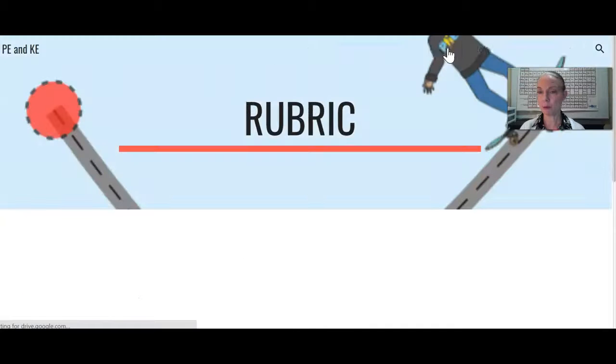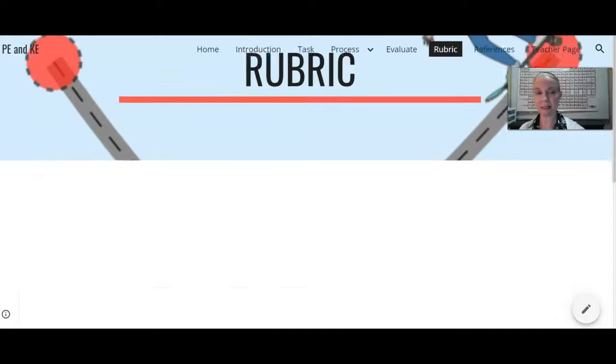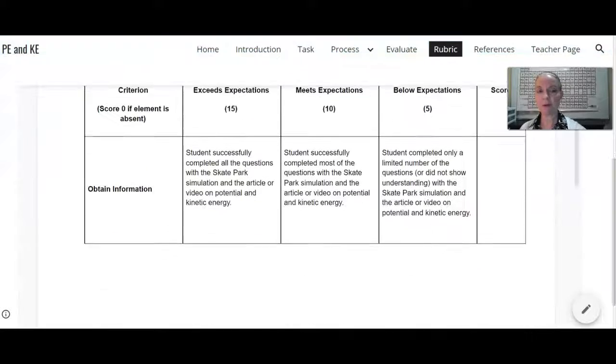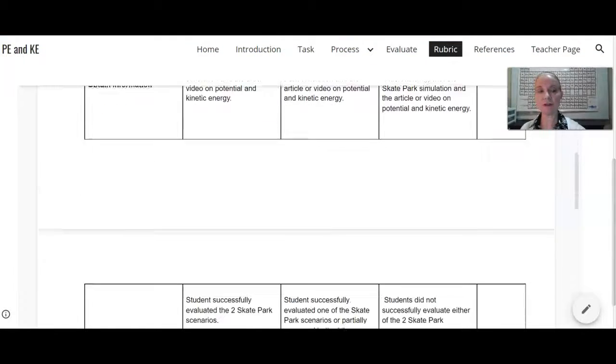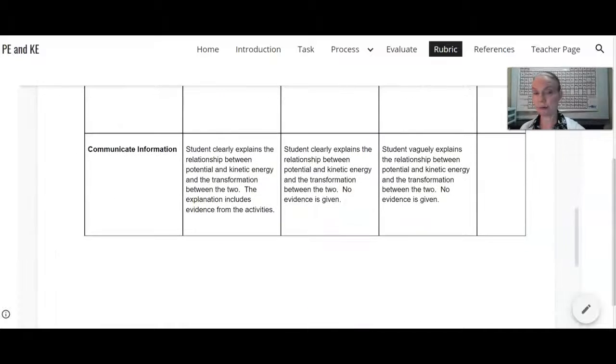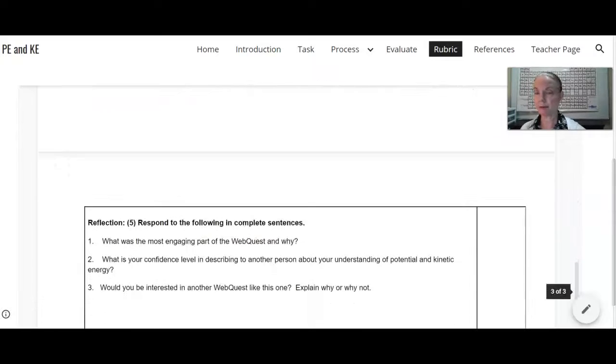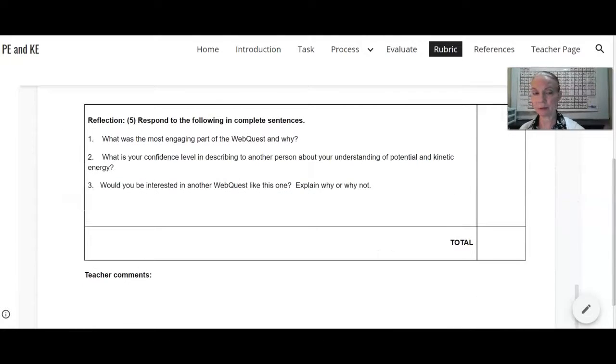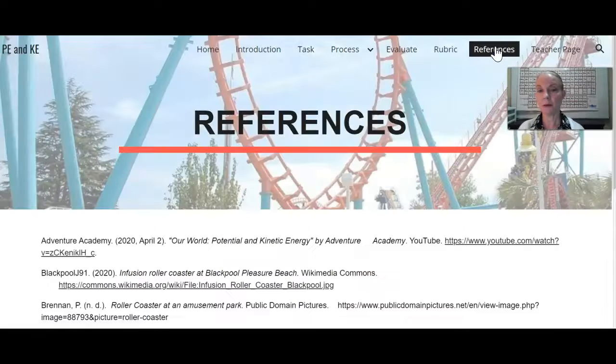We also have the rubric, which is based off of the basics of all science standards, where students will look at obtaining information, evaluating information, and communicate information. And there is a reflection piece as well. This is also included in the Google Doc. We have the references for teachers.